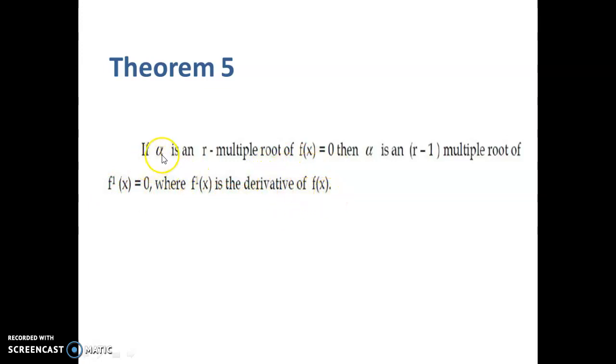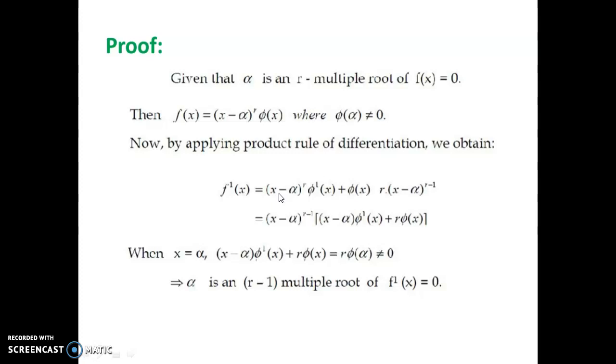Once again, if alpha is an r multiple root of f of x, that is, alpha is a root of this polynomial function f of x is equal to 0 and it repeats r times, then the theorem states that the same alpha is an r minus 1 multiple root of its derivative polynomial function, that is f dash of x is equal to 0. Now let us look at the proof of that theorem.